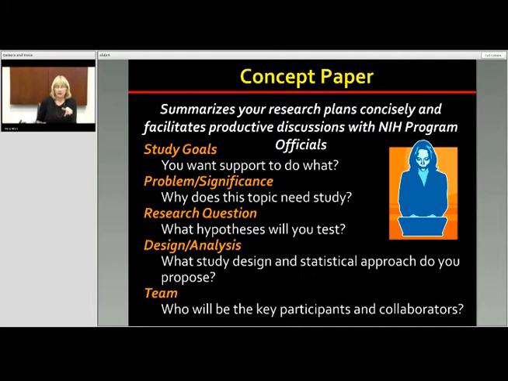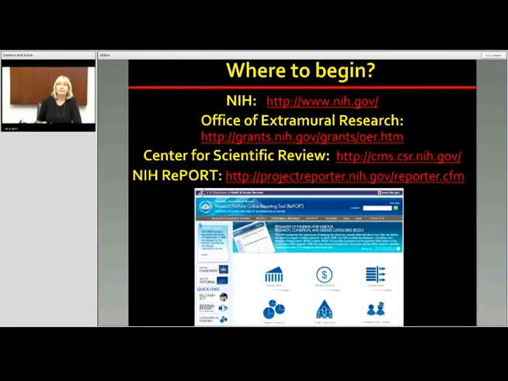This is a very good slide because I think everyone should be in the habit of, when you're developing an idea to apply to the NIH, developing a concept paper. This is sort of your little flyer or your calling card that you can distribute among the program officers at NIH to get them interested in your idea. This is a nice way to lay it out. It shouldn't be more than a page or two. You should have your study goals, the significance of the problem, the research question, a little bit about your design and analysis, and who the key investigators are.